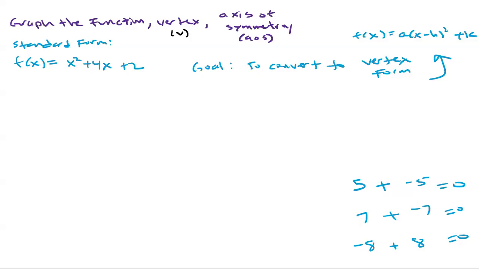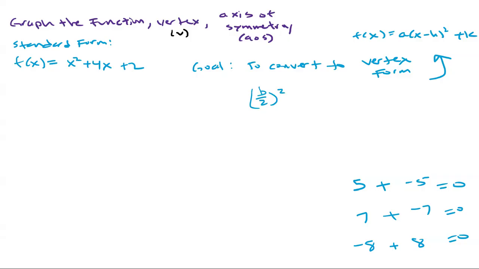Okay, so when we convert this from standard form to vertex form, we have to think about balancing it. So if we have 5, to get a 0, we need to add a negative 5. Again, if we have 7, to get a 0, we add a negative 7. And vice versa, if we have a negative 8, to get a 0, we need to add a plus 8. So we need to think about this as we go through this process. And this process is going to be similar to completing the square. Okay, so we need another formula, and that's going to be the b over 2 squared as well.